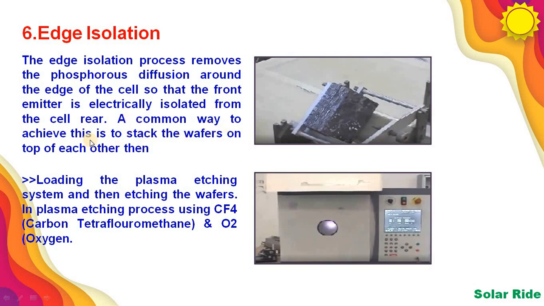A common way to achieve this is to stack wafers on top of each other. Then, in this image, the solar cells are arranged like this, loaded into the plasma etching system, and etched in a plasma etching process using carbon tetrafluoromethane and oxygen. This is the edge isolation process.